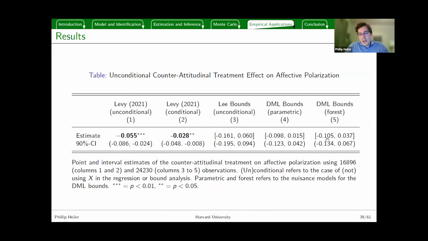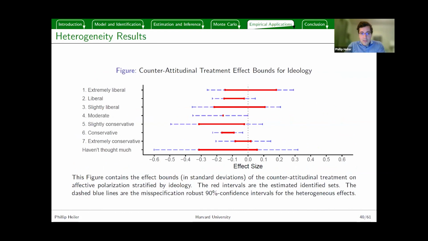The unconditional bounds, also using the debiased machine learning approach, include 0, so you cannot reject the null hypothesis of no effect. They are significantly sharper than the bounds that would be obtained under conventional methods, right? So it's about 40% shorter, the identified set here compared to conventional methods, and only barely includes 0. Now, with bigger conditional effects, things become more interesting. So here, this is based on political ideology. We can see that we have these identified sets and the associated misspecification robust confidence intervals. We see that in particular for conservative users, there's actually a significant depolarization effect here.